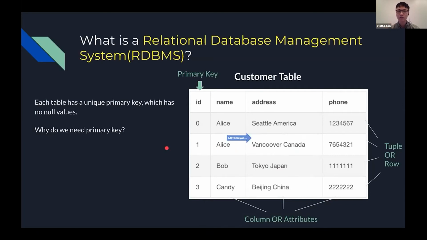How do we solve this problem? We have the primary key here. A primary key is a unique column in the table, and we use it as the identifier of each row. So here we can say we have customer number 0, which is Alice living in Seattle, and customer number 1, which is Alice living in Vancouver. In that way, we can differentiate different customers in this table.